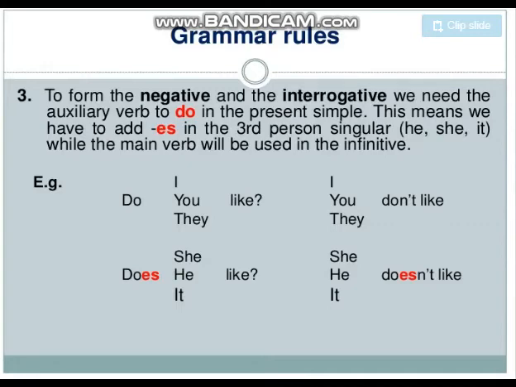Like here in the examples you can see, do I like, do you like, do they like. Or in negative, I don't like, you don't like, they don't like, so we use do as a helping verb in this case. And whenever we are using es, like with he, she, it and singular nouns, then the helping verb does would be used. Like here you can see, does she like, does he like, does it like. Or in negative, she does not like, he does not like, it does not like.